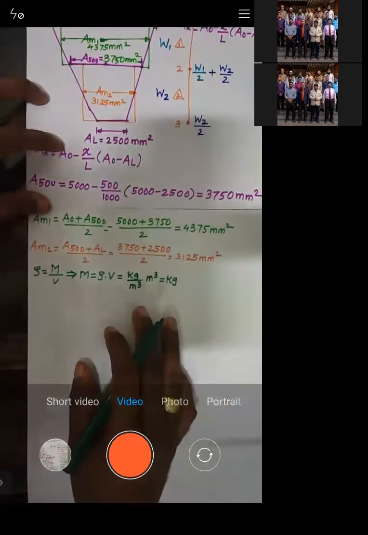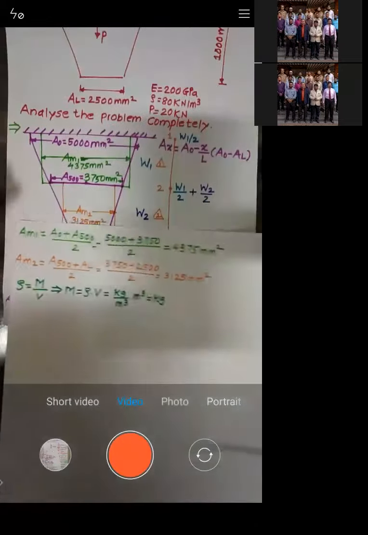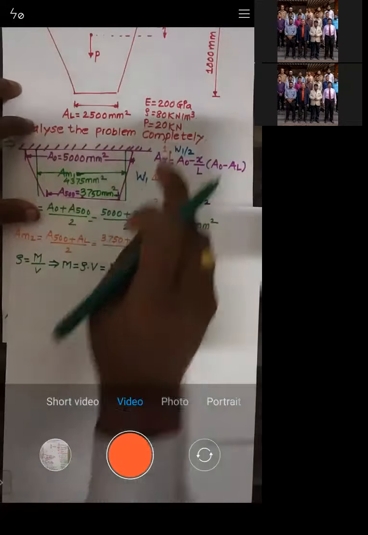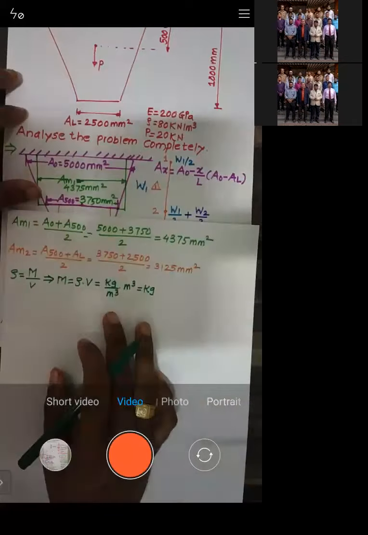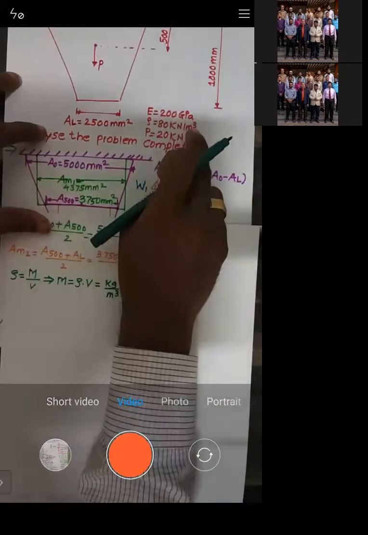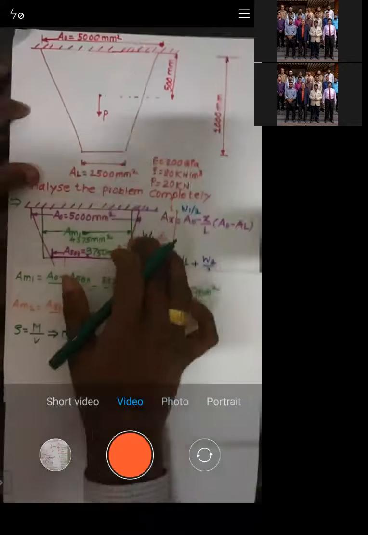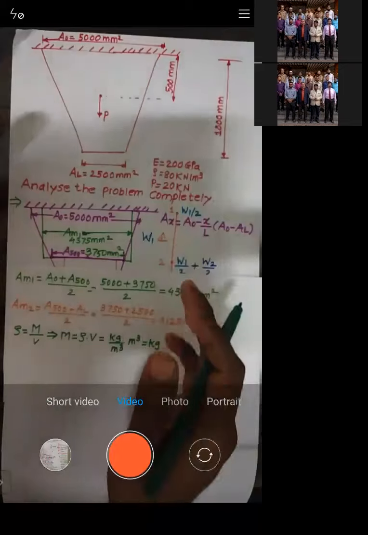Now if you just come back to the problem, we have the density in kilonewton, right? So try to understand. If we have the density in kilonewton per meter cube, I will convert this into mm cube, because I have area in mm cube.